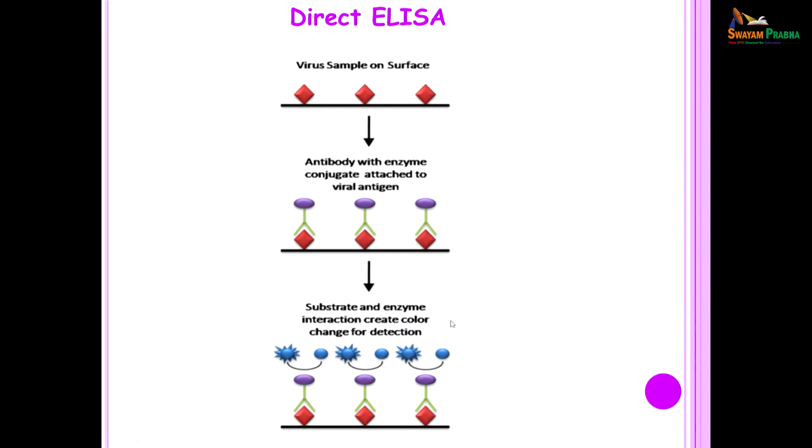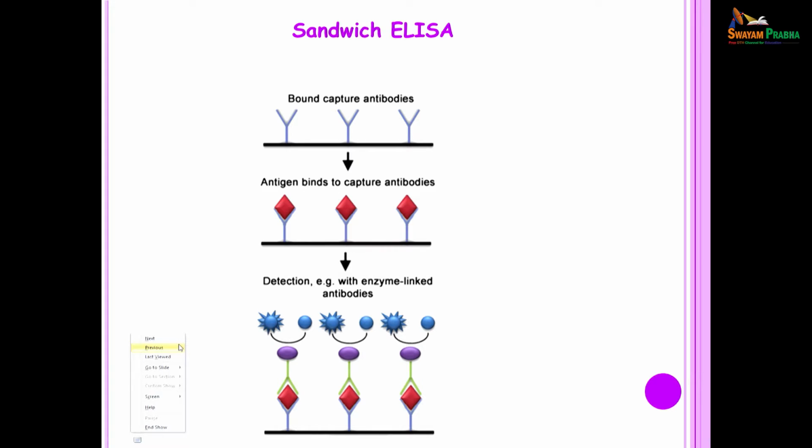After that, we add substrate. Now, this substrate will react with the enzyme and produce a colored reaction. Usually, the enzyme which we use is horseradish peroxidase. In the sandwich ELISA, there is one more which I have left.